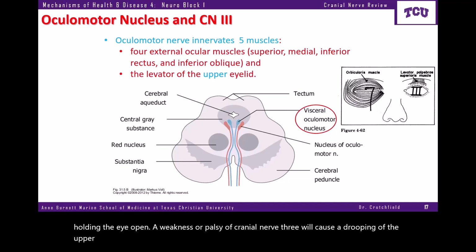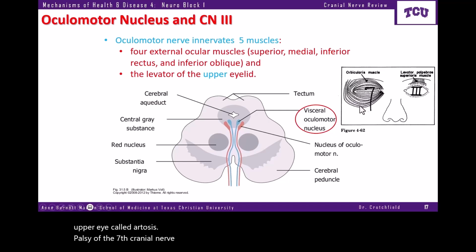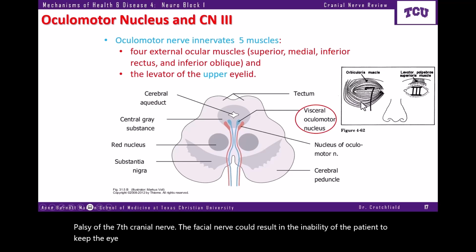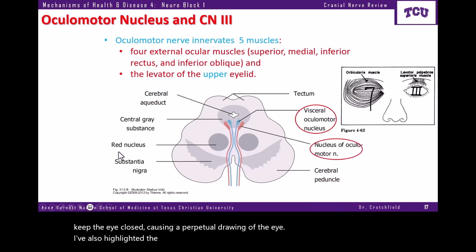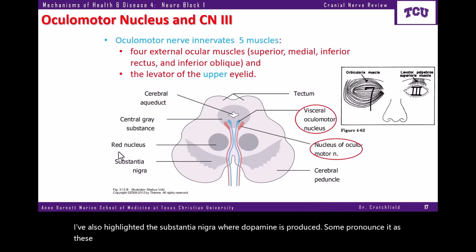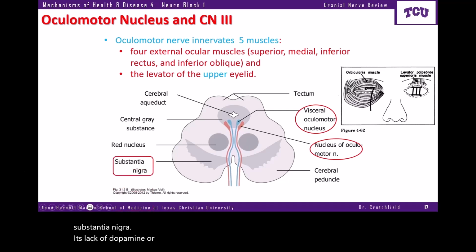A weakness or palsy of cranial nerve 3 will cause a drooping of the upper eyelid, called a ptosis. A palsy of the 7th cranial nerve, the facial nerve, could result in the inability of the patient to keep the eye closed, causing a perpetual drying of the eye. I've also highlighted the substantia nigra, where dopamine is produced. Some pronounce it differently. It's lack of dopamine or pathology in this area of the brainstem that can cause Parkinson's disease.